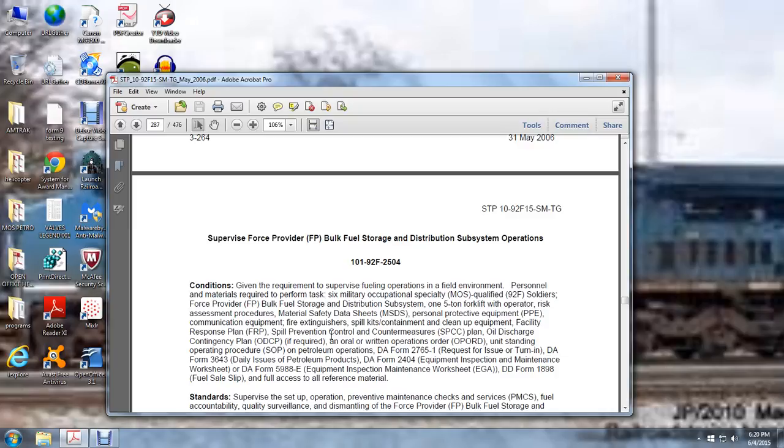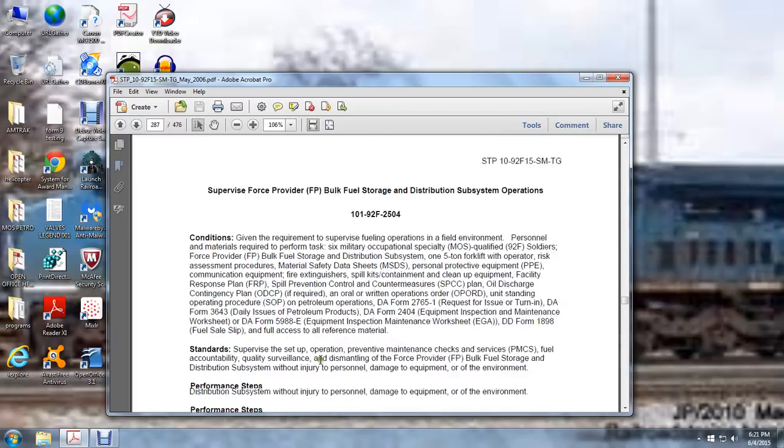DA Form 2765-1, receipt for issue and turn in. DA Form 3643, daily issues of petroleum products. DA Form 2404, equipment inspection and maintenance worksheet. DA Form 5988E, equipment inspection maintenance worksheet. Department of Defense Form 1898, fuel sales slip. Have access to all reference material and standards.